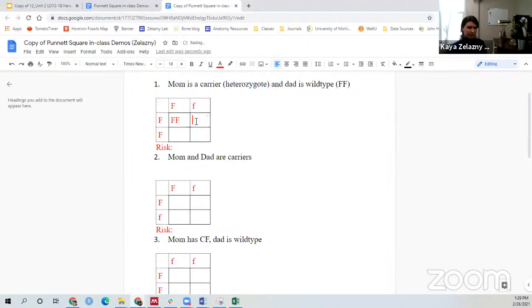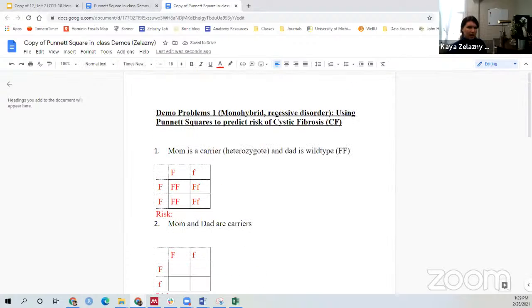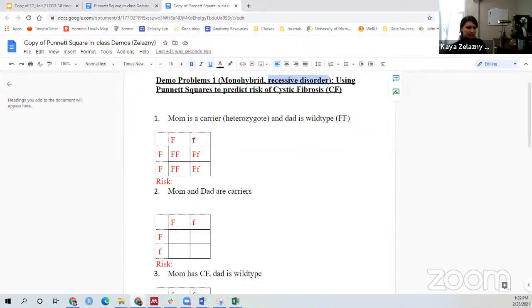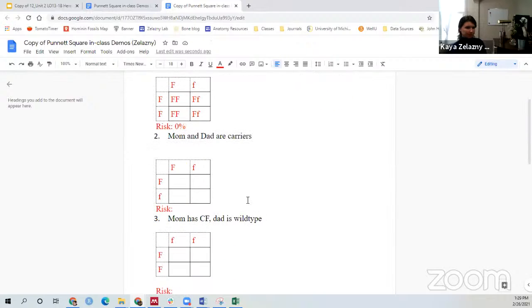So we had capital F, lowercase f, capital F, capital F, lowercase f, for a risk of having our recessive disorder, right? Risk of cystic fibrosis is recessive. Because of this homozygous dominant individual, our risk of actually having this disorder is 0%. None of these are lowercase f, lowercase f.